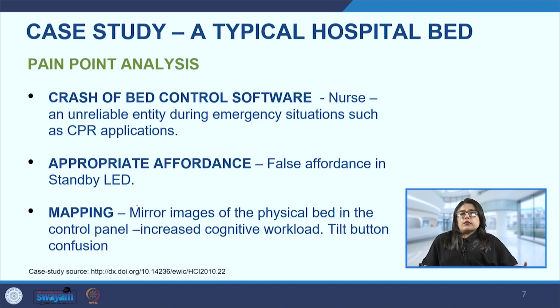The second pain point was false affordance. We know how important affordance is when it comes to HCI, and in this particular case the problem was that the LED light was not giving the right information. The purpose of the LED light is to indicate, and it was not doing the job for which it was placed in that particular place. And the third was mapping.